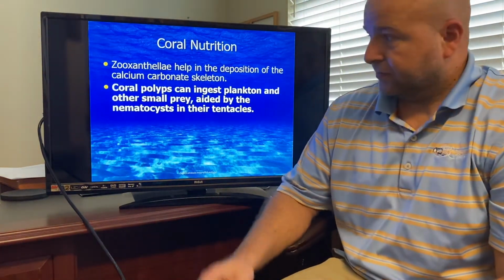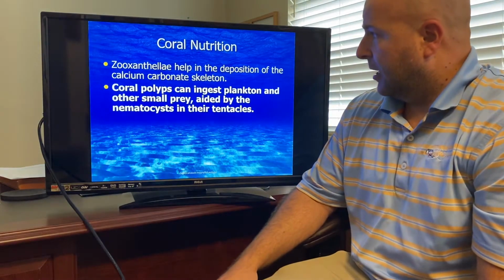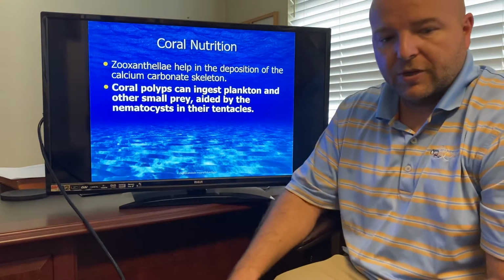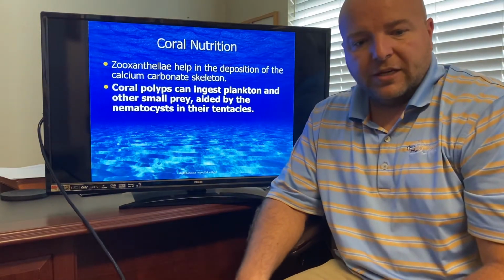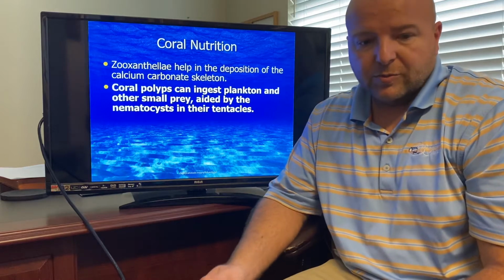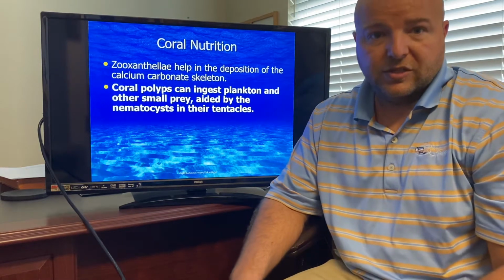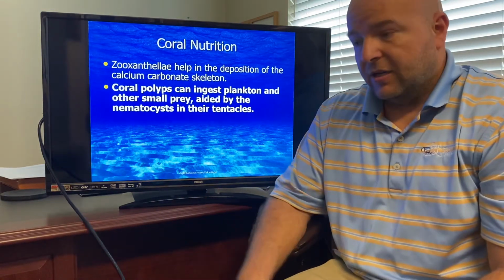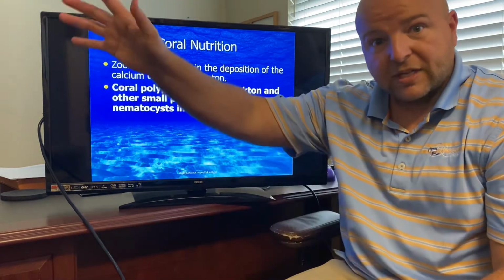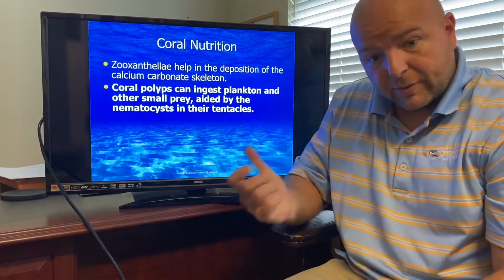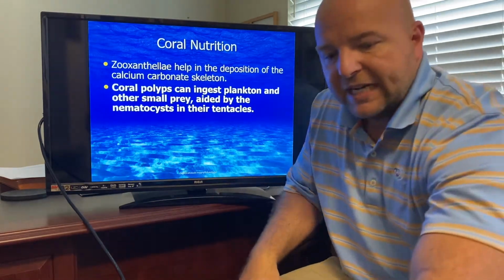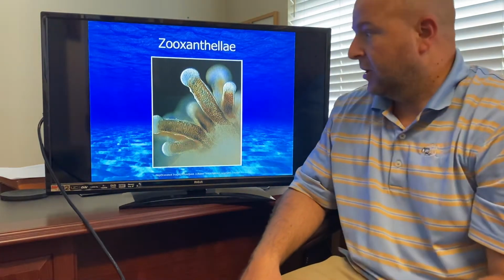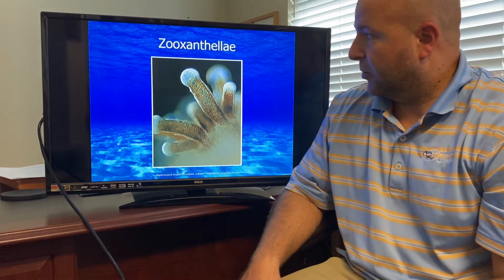Coral nutrition. Zooxanthellae help in the deposition of the calcium carbonate skeleton. Or the part that we want you to write here is that the coral polyps can ingest plankton and other small prey aided by the nematocysts, or stinging cells in their tentacles. They kind of pop out of the skeleton, or hold tentacles out of the skeleton, and something comes by and they grab it and can pull it in and eat it. A couple different techniques in how it can work. They ingest plankton and then sometimes other small organisms.